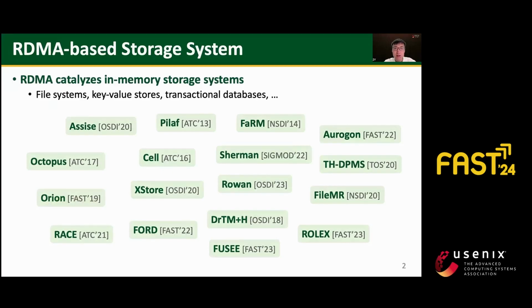RDMA is a widely used network technology. It provides high performance and low latency network connection between the machines. RDMA catalyzes lots of in-memory storage systems, including file systems, key-value stores, and transactional databases. We list some examples here.